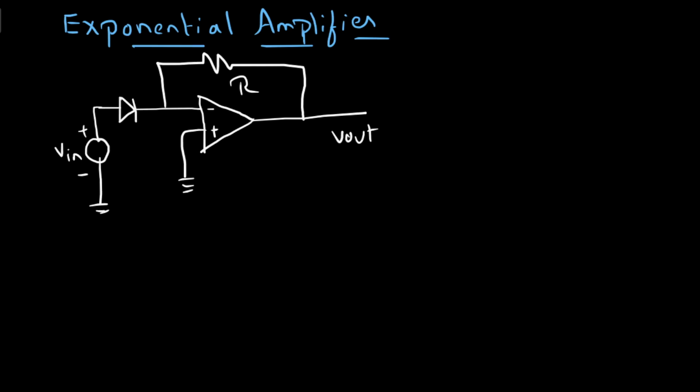Hi students, in this session let us learn about the exponential amplifiers, how to derive the output voltage equation or the expression for the exponential amplifiers. At the same time, we have to know some of the applications of the exponential amplifiers. So, what is meant by exponential amplifier? Exponential amplifier means where the output is proportional to the exponential of input.